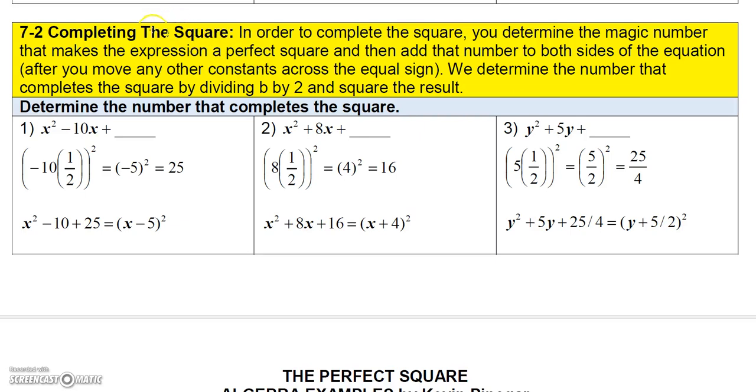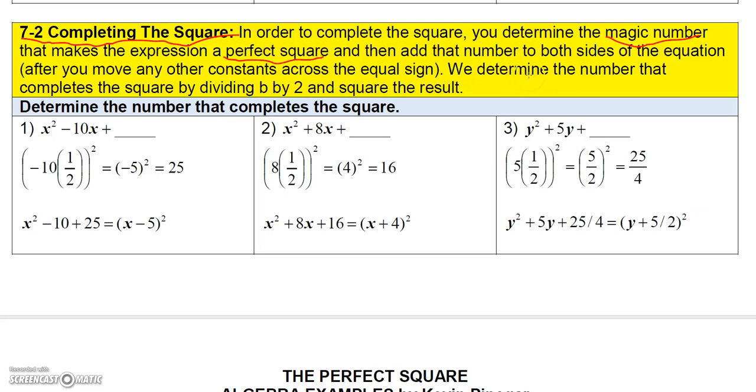Okay, you may or may not be required to study the section on completing the square in your intermediate algebra course. That might be saved for the college algebra course, but I'm going to go ahead and briefly talk about it here. In order to complete the square, basically what you're looking for is a magic number that has to be added to a quadratic equation that will make it a perfect square. And actually it turns out that that number completes the square.